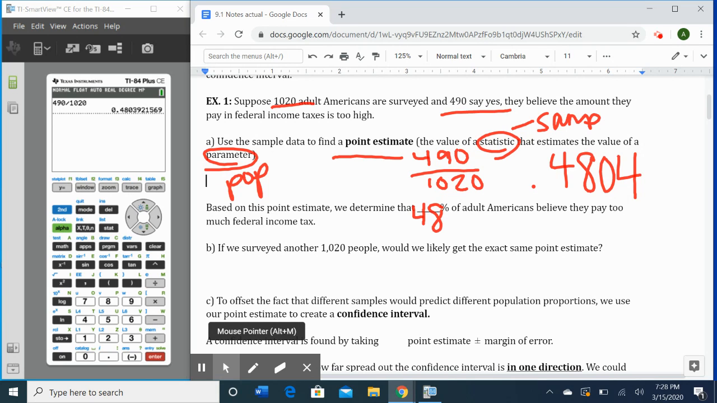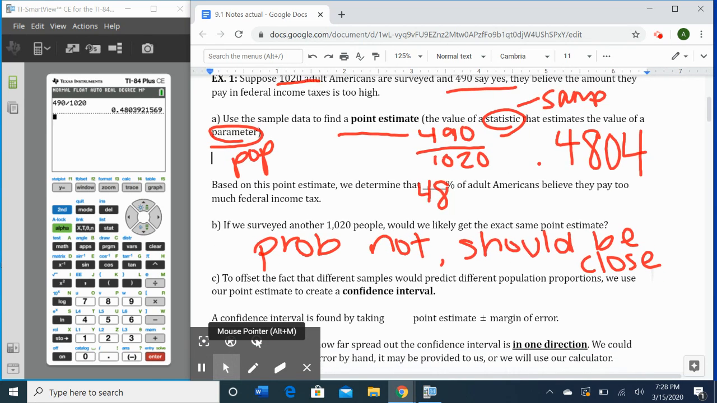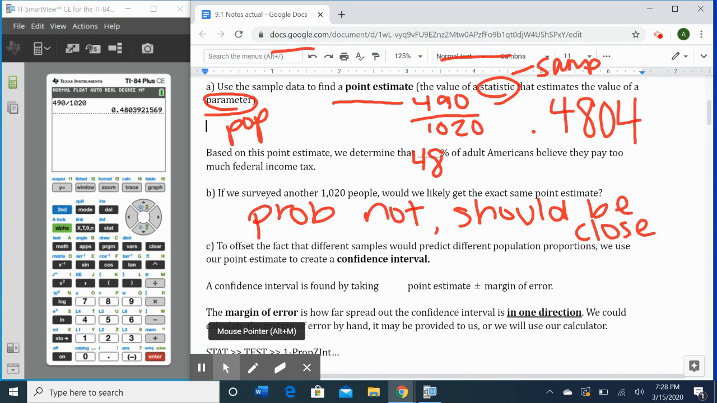Is it the population proportion exactly? If we surveyed another 1,020 people, would we likely get exactly 490 say yes? Probably not. Doesn't necessarily make sense that it's going to be exactly the same, but it should be close, unless one of the samples we're working with is skewed in some way, but it should be relatively close. So to offset the fact that different samples predict different population proportions, we use our point estimate to create a confidence interval.